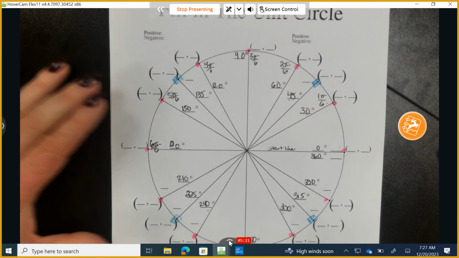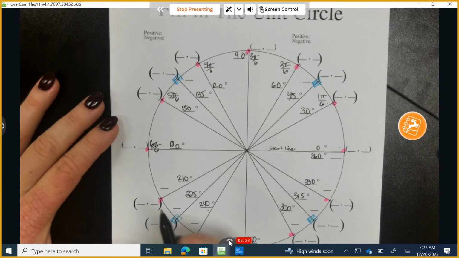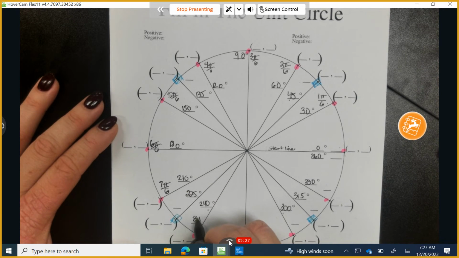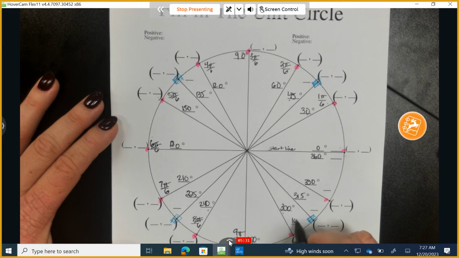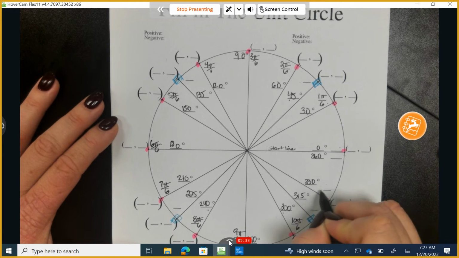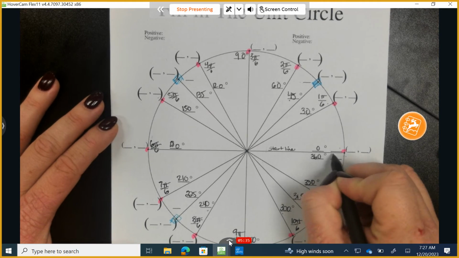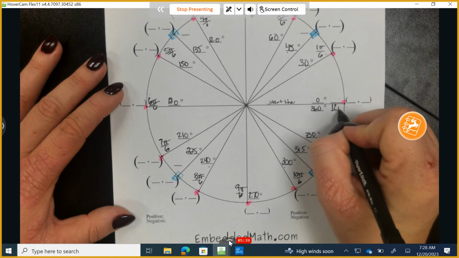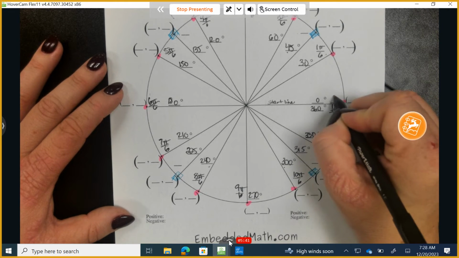Continue to number these, please. Grab the papers and back. So this is going to be 7 pi over 6, 8 pi over 6, 9 pi over 6, 10 pi over 6, 11 pi over 6, and we end one revolution or one time around at 12 pi over 6.